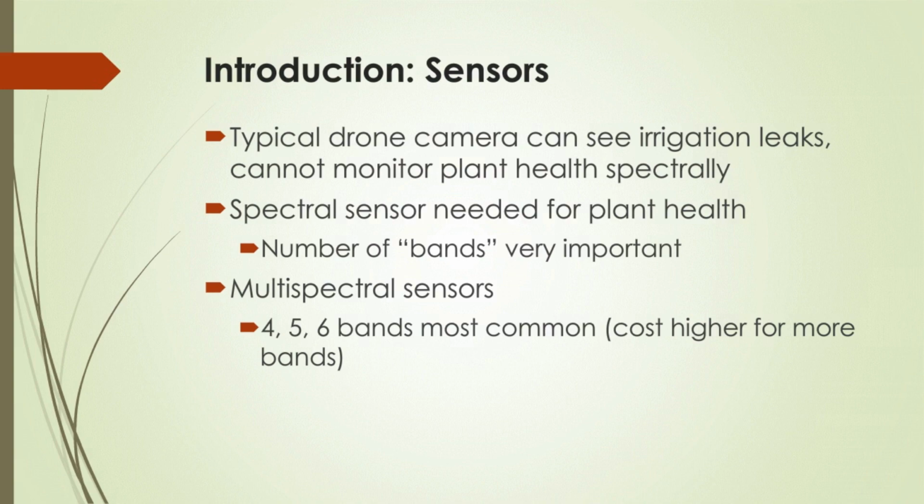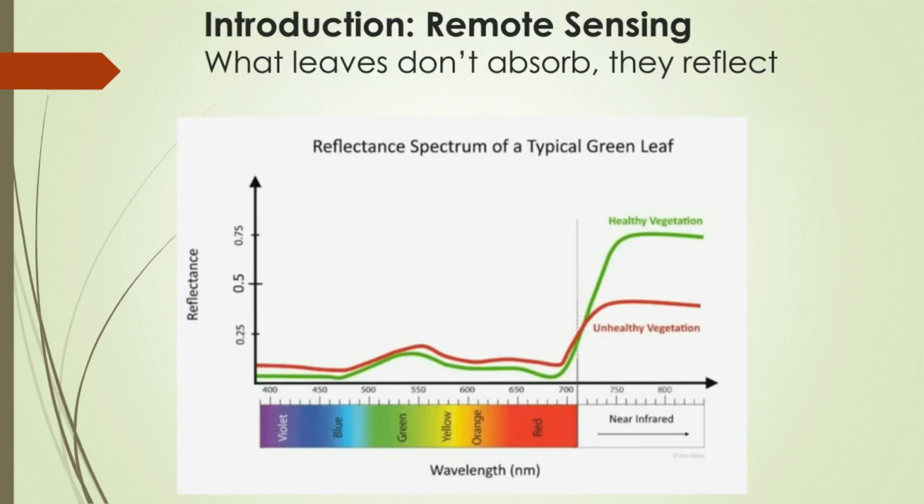In a multispectral sensor like what Drew's company makes, 4, 5, or 6 bands are the most common. Drew's company, as you'll see here in a sec, makes a 5-band sensor. That's its biggest seller. So what about these sensors? Why do they work? That sort of thing.